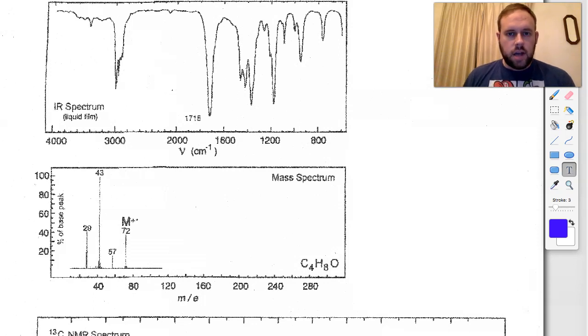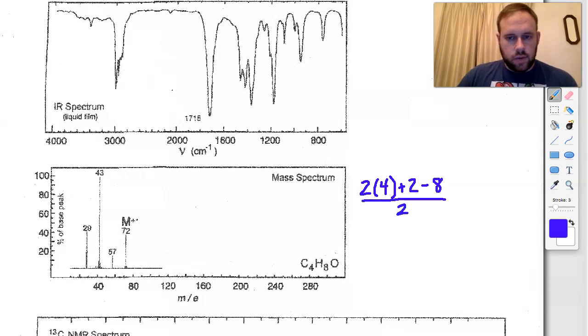So as usual, we'll get started with our degrees of unsaturation. The formula here is C4H8O. To calculate degrees of unsaturation, it would be 2 times the number of carbons, which is 4, plus 2. The oxygens are ignored, so we don't need to put anything for that. And then it would be minus the number of hydrogens, which would be 8. And then that gets divided by 2. If you calculate that, you should get 2 divided by 2, which is equal to 1 degree of unsaturation.